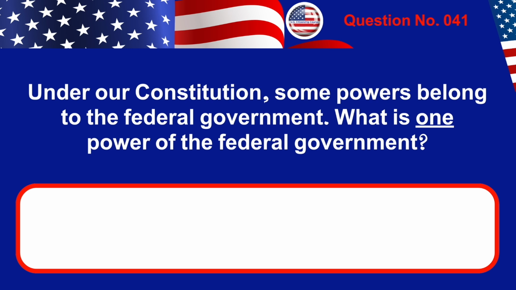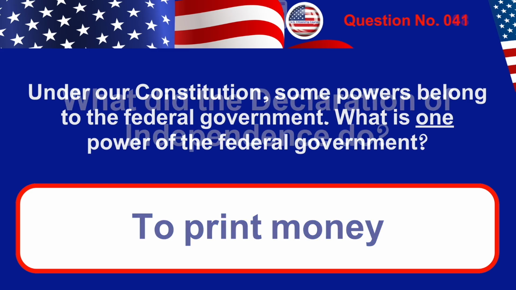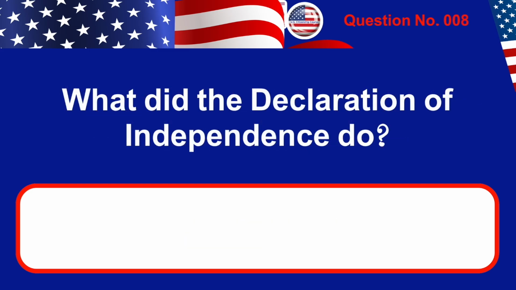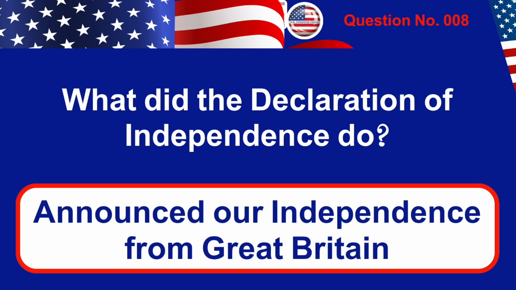Under our Constitution, some powers belong to the federal government. What is one power of the federal government? To print money. What did the Declaration of Independence do? Announced our independence from Great Britain.